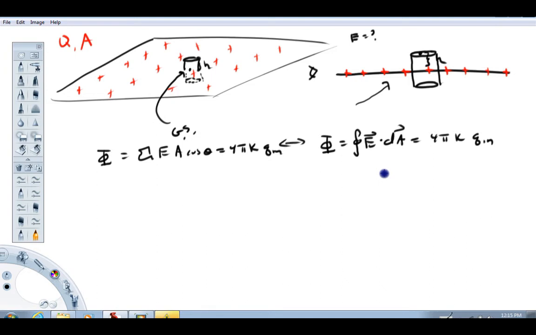All right, so as I consider my Gaussian surface here, we have some dimensions. This has a certain radius, r. Now, by the way, I chose a cylindrical type surface. You don't have to choose a cylindrical type surface.